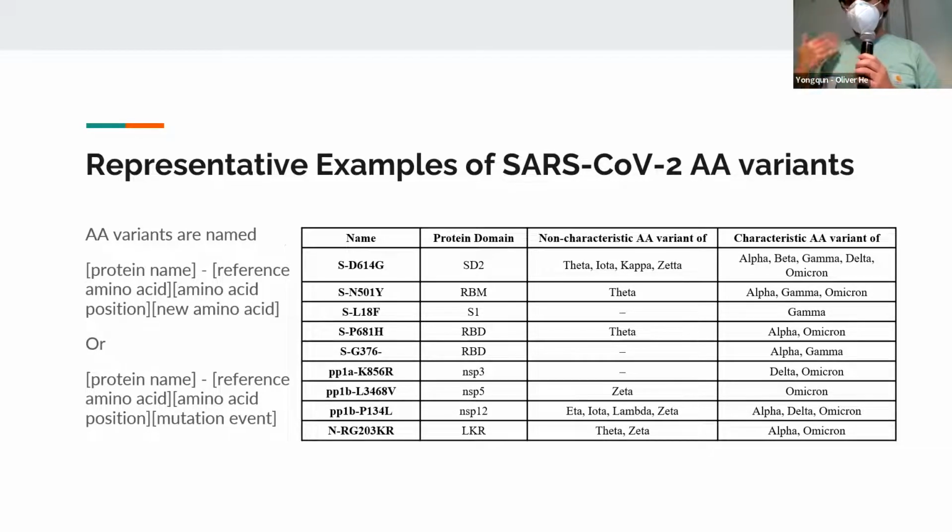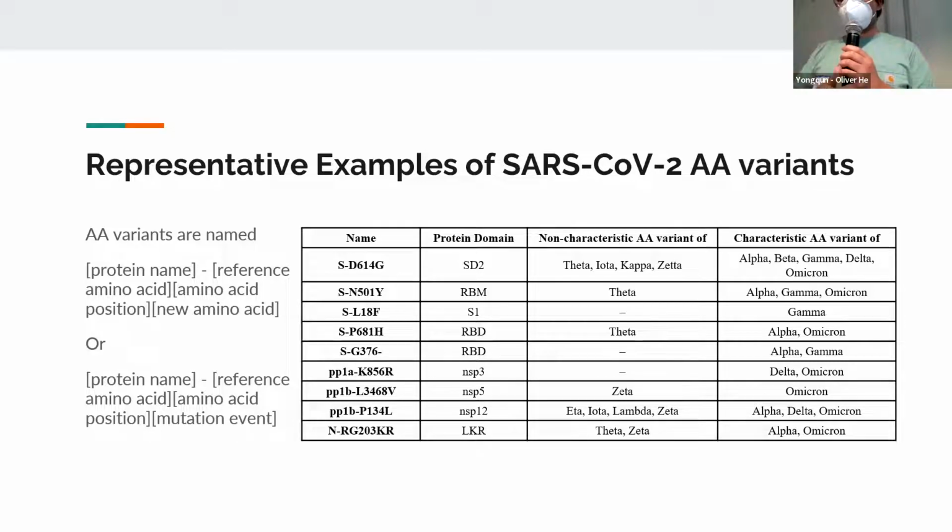So here we have a representative example of some of the SARS-CoV-2 amino acid variants that are showing up. And we have a consistent naming schema that we handled as part of the ontology. So each of the amino acid variants is provided with a short form including the initial protein name, followed by the reference amino acid, or the amino acid found in the wild type SARS-CoV-2, followed by the amino acid position where this mutation or variant exists, along with the resulting new amino acid if it's just a residue, or what type of mutation event is going on.